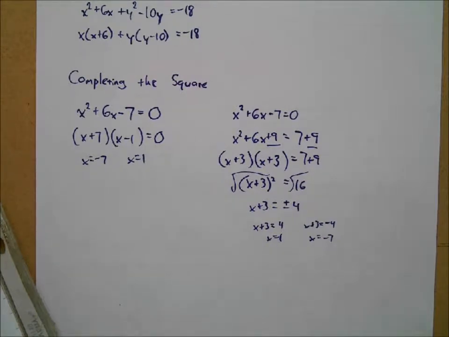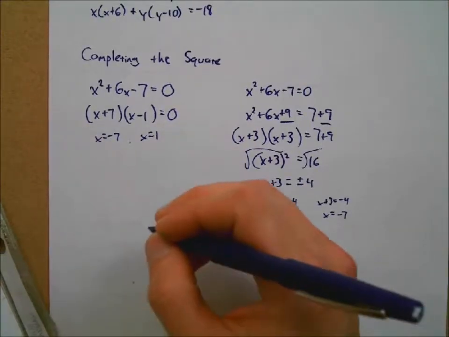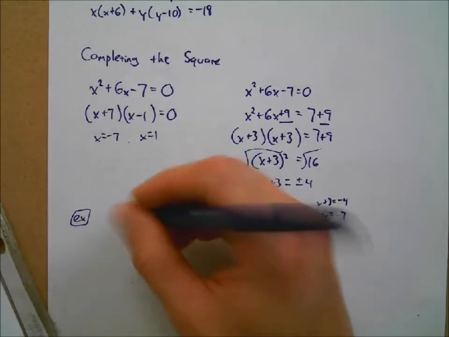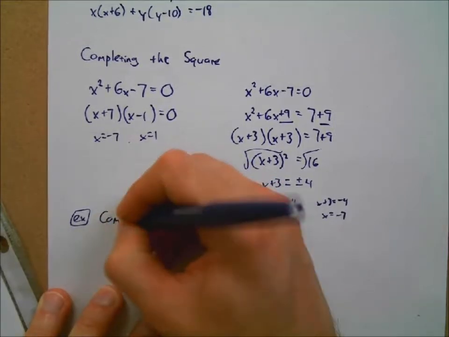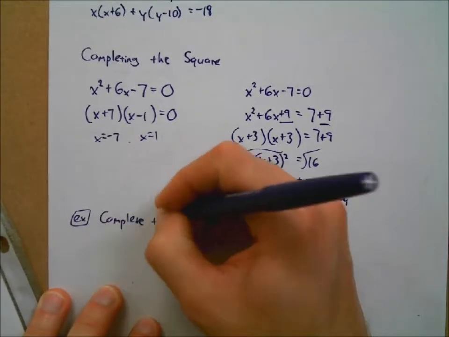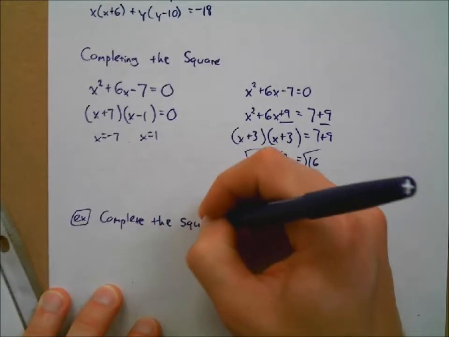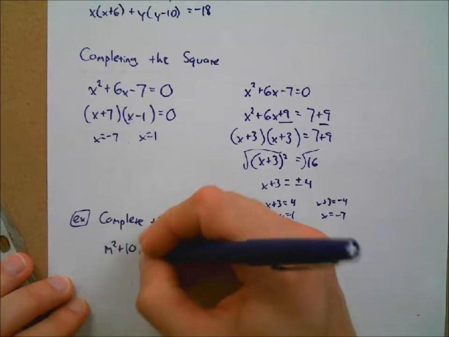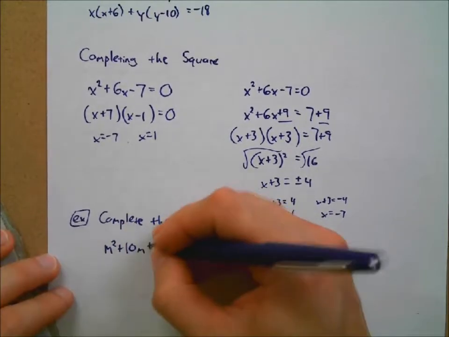All right, let's try another one here together. Okay, so again, complete the square. We won't worry about solving. Okay, so m squared plus 10m plus 14 equals negative 7.